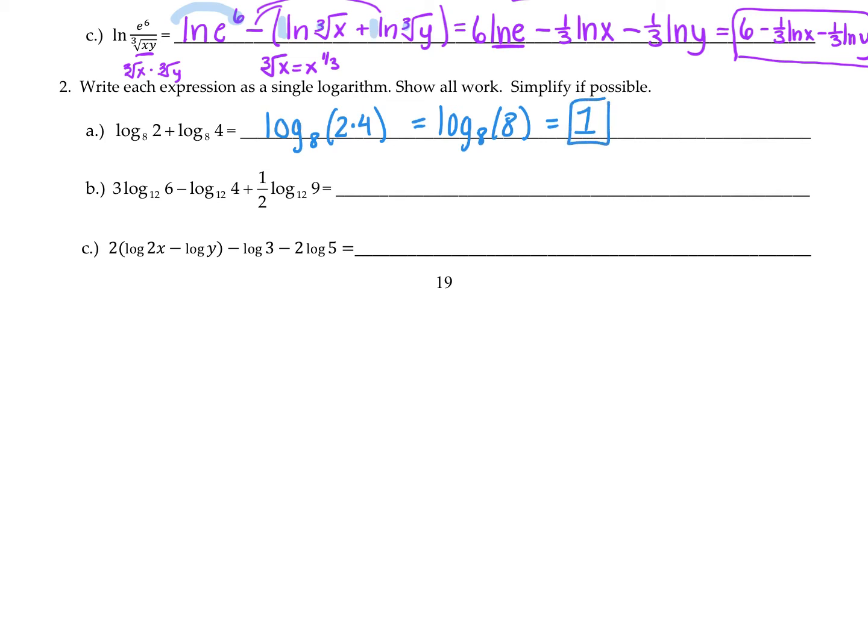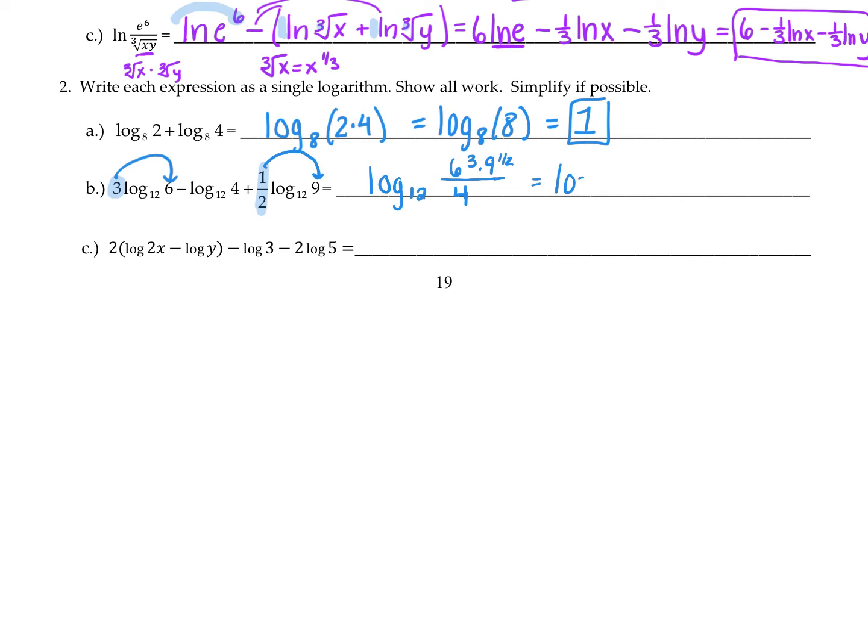In B, I have a number in front, so this number in front is going to become the exponent on the 6. And same with this 1/2 in front, that's going to become the exponent on the 9. So I see I have minus and then a plus. So I'm going to have log base 12, 6 to the 3rd power. Minus means that this 4 is going to go in the bottom, but that plus means that the 9 to the 1/2 is going to end up on top.